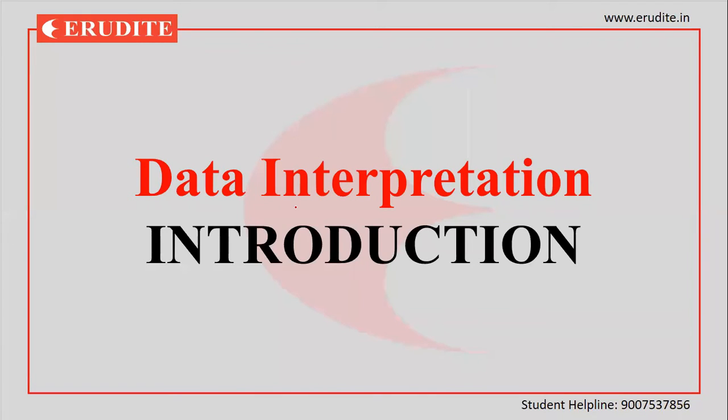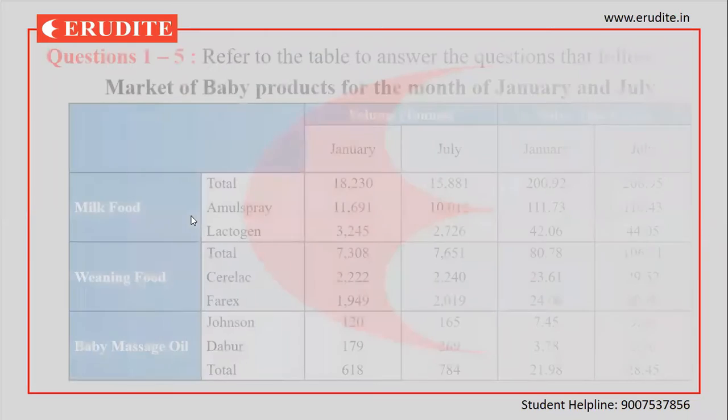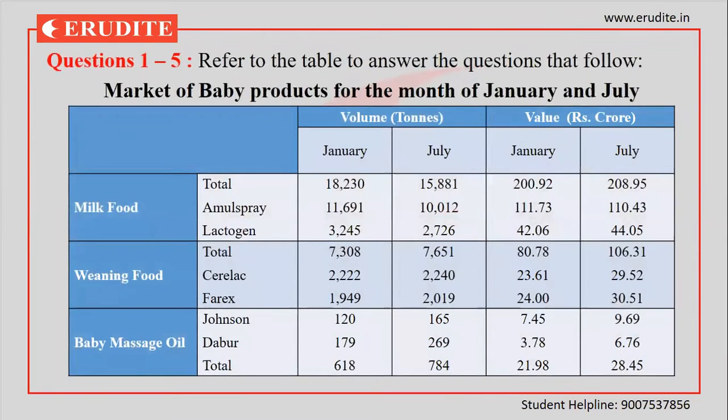Let us go for our data interpretation concept. In case of data interpretation, we are finding there are lots of different kinds of tables and charts. We will start with our first type, which is nothing but table understanding. Please look into the given question set. Wherever it is written that questions 1 to 5 carry from the given chart.